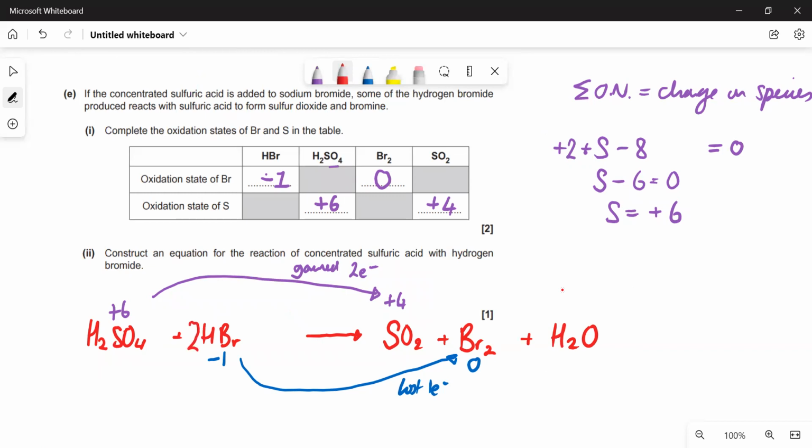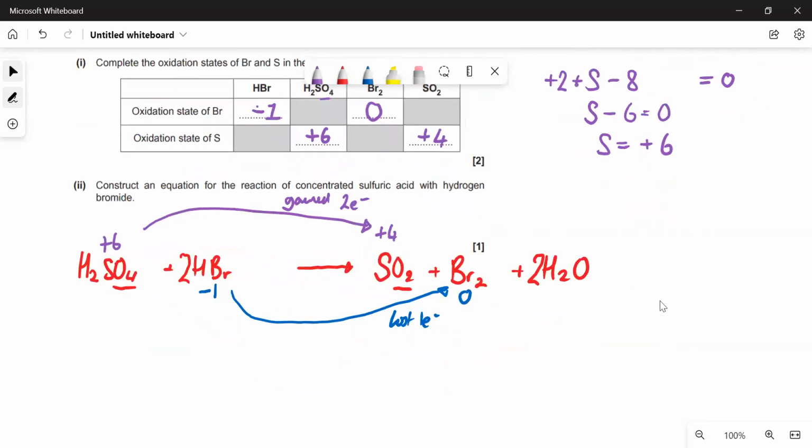Okay. Now all we need to do is balance. So that's 2 HBr for every 1 sulfuric acid to balance the electrons. Now we need to think about how many oxygens. Well, we've got 4 there. We've only got 2 in sulfur dioxide, so that means we must have 2 waters. And then if you check the number of hydrogens there, that's all balanced. So that's the right answer, the balanced equation there.